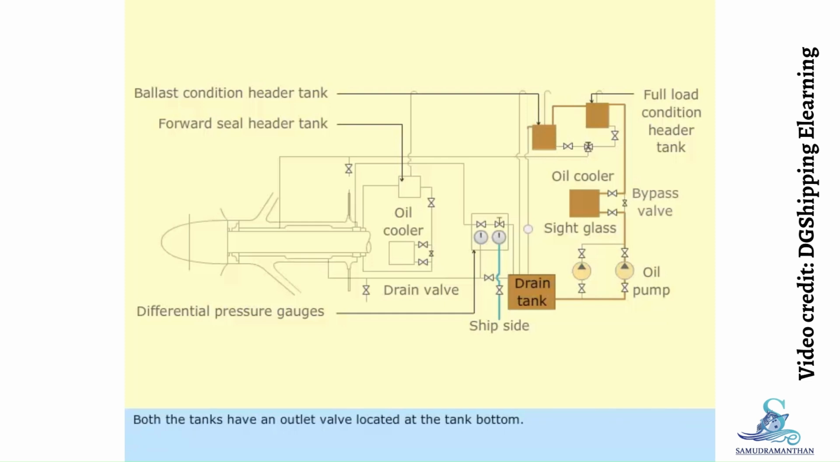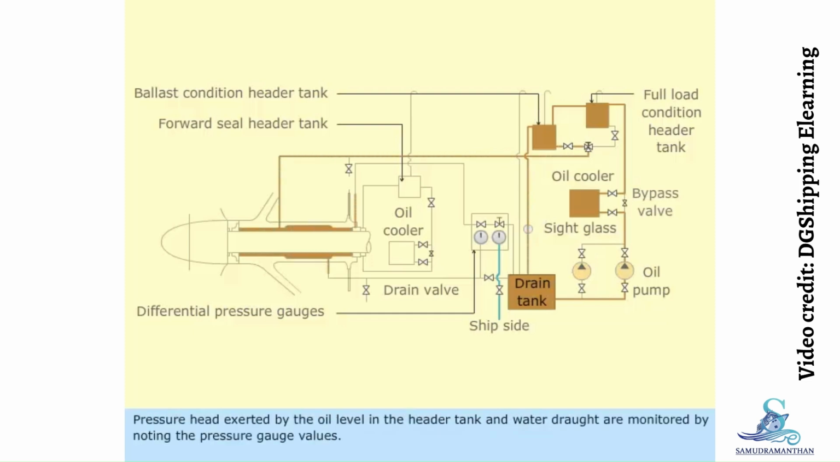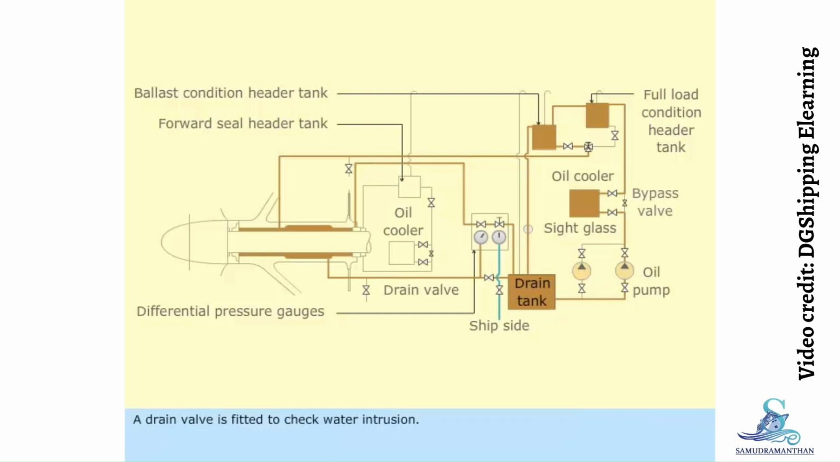Both the tanks have an outlet valve located at the tank bottom. Overflow from these tanks is led to the drain tank via a sight glass. Pressure head exerted by the oil level in the header tank and water draft are monitored by noting the pressure gauge values. A drain valve is fitted to check water intrusion. The small pressure differential of oil ensures water exclusion.